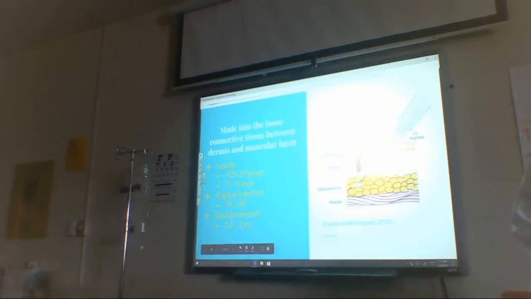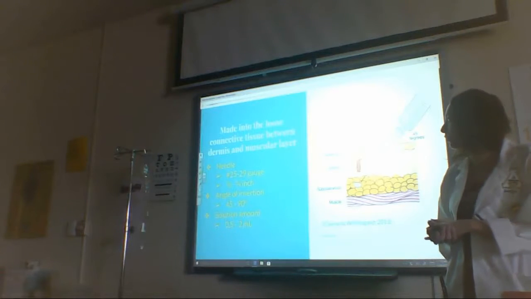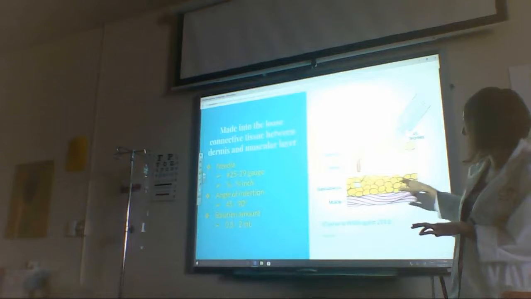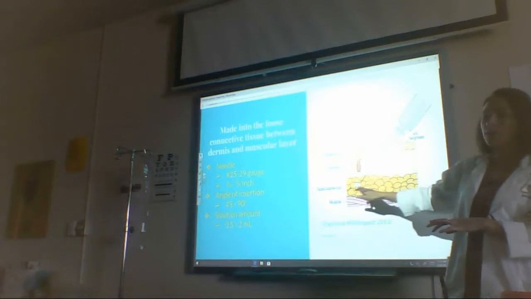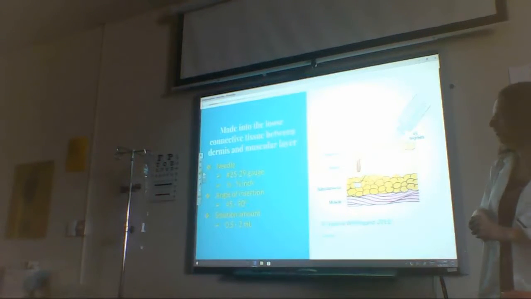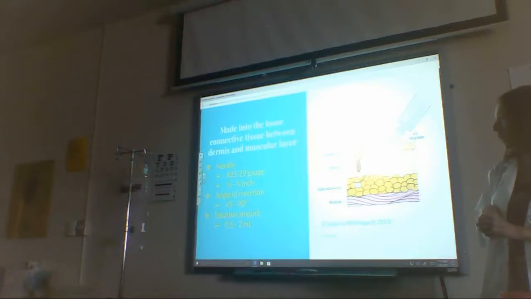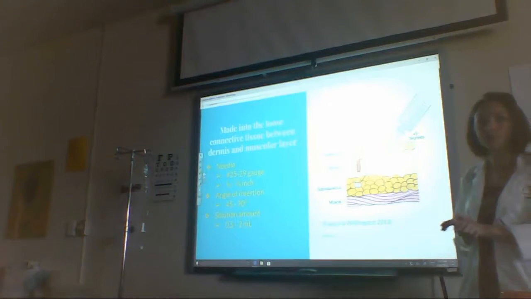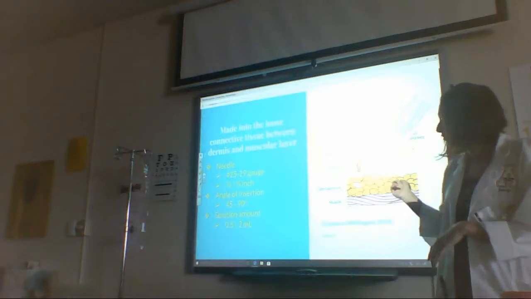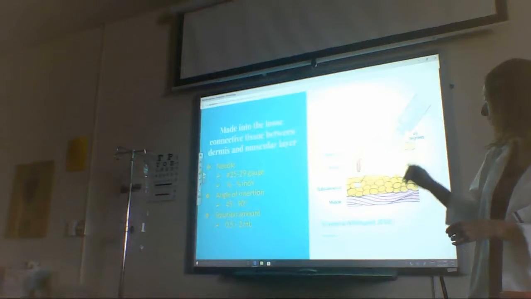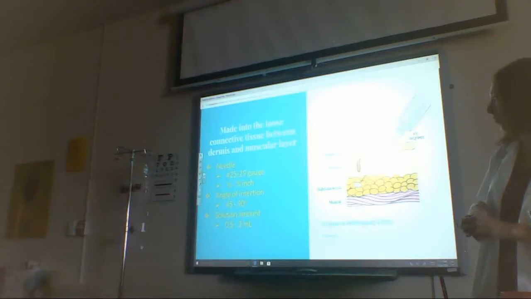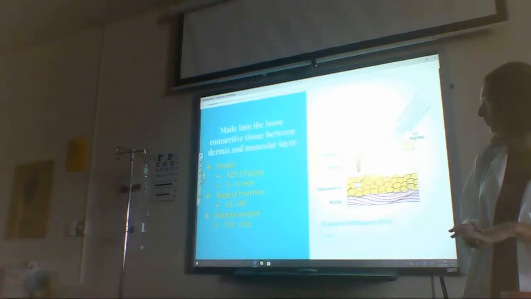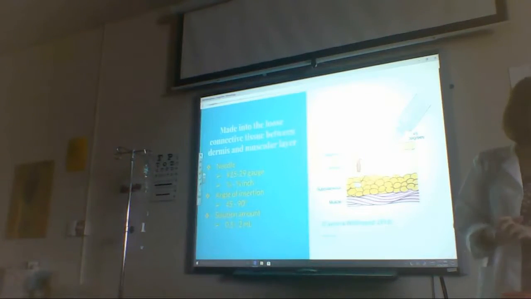All right, and the subcu injections are made into the loose connective tissue between the dermis and the muscular layer. So we're down here in our fatty layer. The needle gets slightly bigger, 25 to 29 gauge, still pretty tiny, 3/8 to 5/8 of an inch. Depending on what you're going to give and where you're going to give it, a 45 to 90 degree angle is appropriate. And it's again a smaller solution, 1/2 ml to 2 milliliters is appropriate.